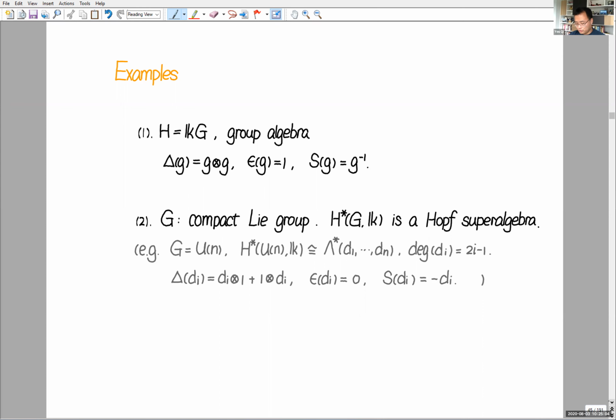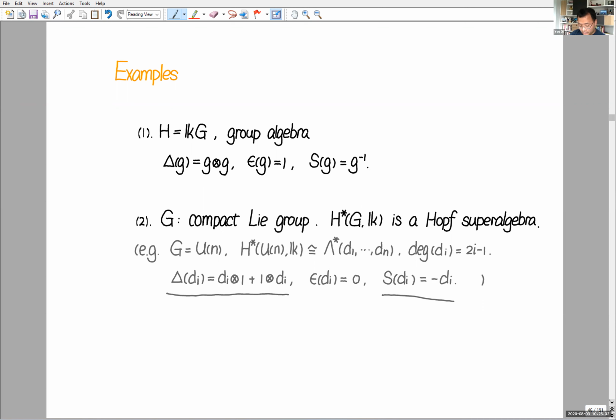So on modules, you will see that these d_i behave like derivations. Because of this relation, delta of d_i equals d_i tensor 1 plus 1 tensor d_i, on modules, when you use delta to pull back representations, you see that they act as super derivations, and epsilon of d_i equals zero. So on trivial representations, d_i always act as zero, and on dual representations, d_i act as negative d_i.